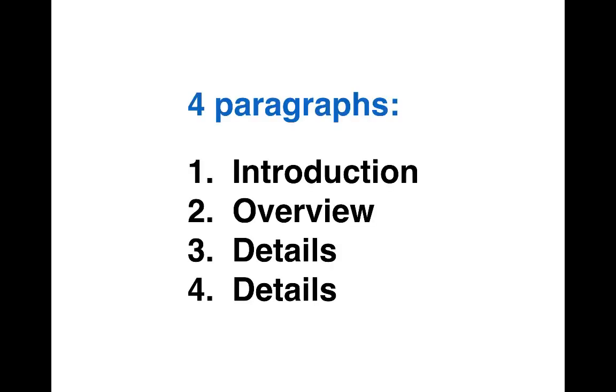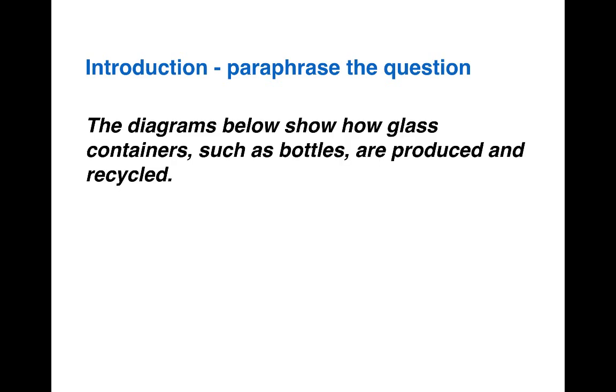One thing to make sure of in your process diagram descriptions is that paragraph 2, the overview or summary, is good. Most people forget the overview when they're describing a process. We mustn't forget it. Let's start with the introduction as usual, paraphrase the question. Here's the question, and we'll start with the first small phrase, the diagrams below show. And I've changed that to the first flow diagram illustrates. We'll talk about the second diagram later.